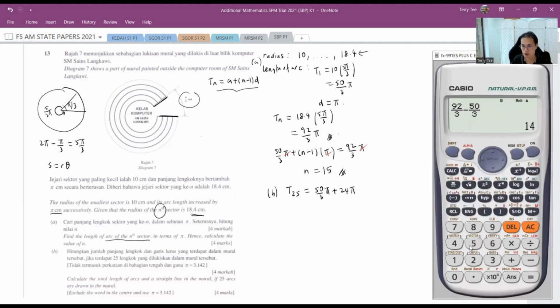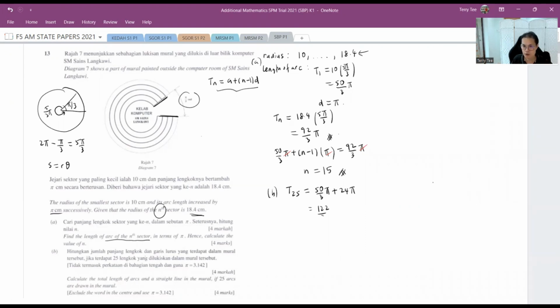All right, so I'm going to take 50 over 3 plus 24. So this will be 122 over 3 pi. Now 122 over 3 pi represents the length of arc of the 25th length of arc. Okay, so I will find the radius. We know S equals r theta.